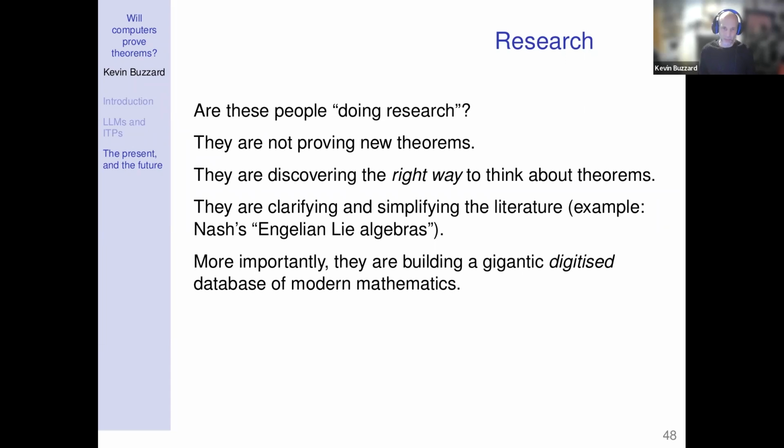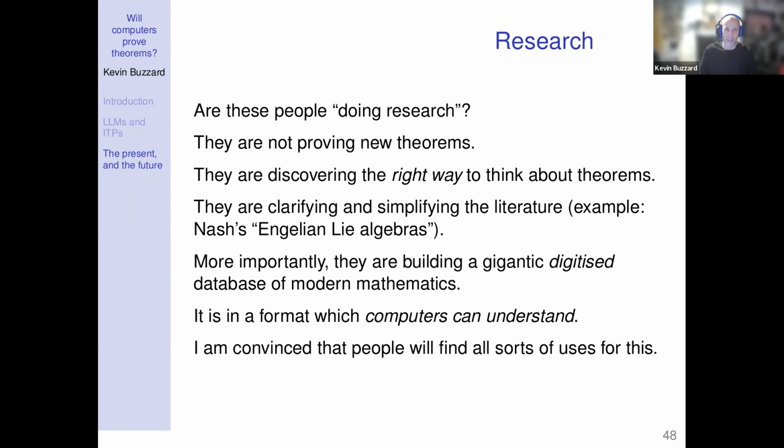parts of mathematics, what we're really doing is we're building a gigantic digitized database of modern mathematics. And this is the kind of database that I'm hoping that large language models will learn to read to stop them making errors. So somehow this is the crucial thing, because computers find it very difficult to read human literature, to read human papers, because humans are vague somehow, whereas they can certainly read computer code because somehow it follows a very precise logic.